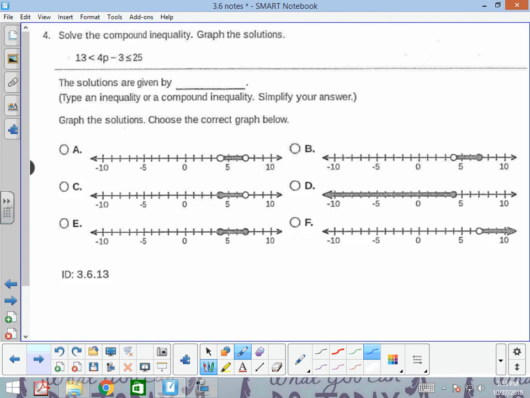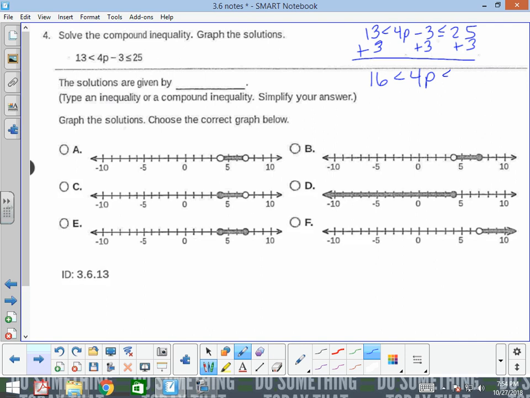All right, number 4, another compound inequality to solve. So this is like solving equations. We start where the variable is, and we are going to add or subtract first. Here we have -3, so we're going to add 3 to all sides. So this is 16 is less than 4p, which is less than or equal to 28. Now go to where the p is, which is in the middle. Divide the middle by 4, the right by 4, and the left by 4. So we have 4 is less than p, which is less than or equal to 7.